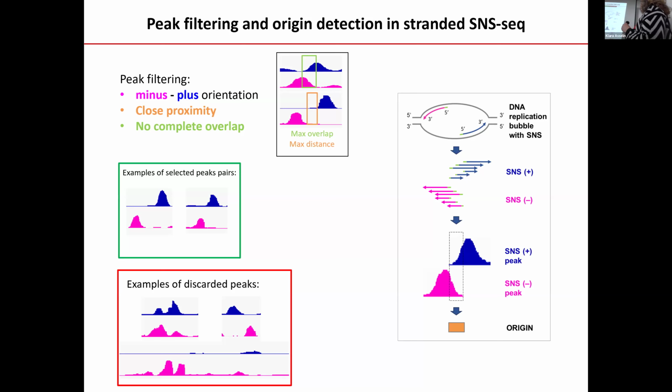To summarize this again: we know which reads were generated from plus or minus strand SNS. Therefore, we know which peaks are plus and minus SNS peaks. We filter the peaks accordingly. We only use peak pairs that are in a minus+ orientation, and then we define the origin in the center between these 2 peaks.